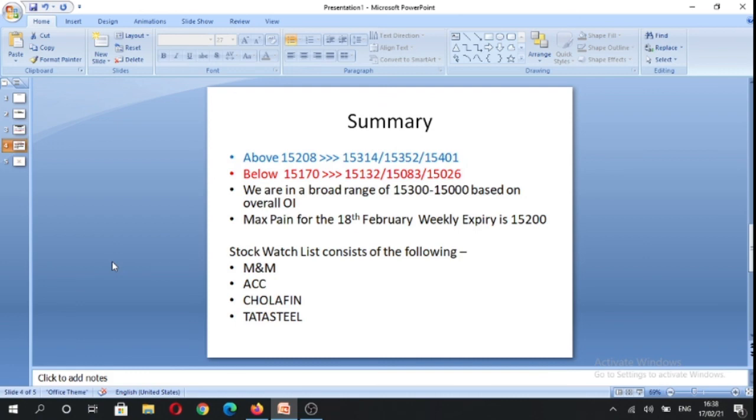And our stock watch list comprises of inside candle stocks on the daily time frame. The stocks are M&M, ACC, Chola Finance, and Tata Steel. So inside candles are formed when there is an equilibrium between both the buyers and the sellers.